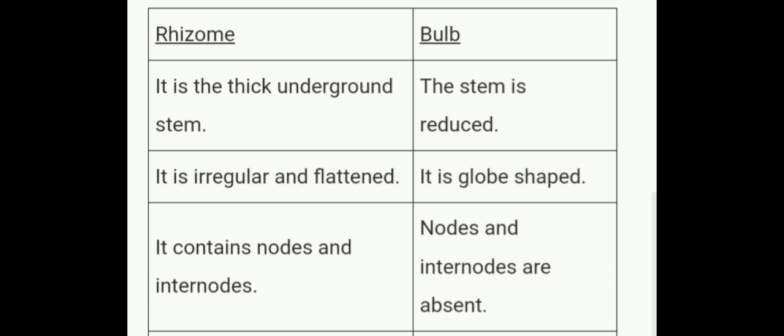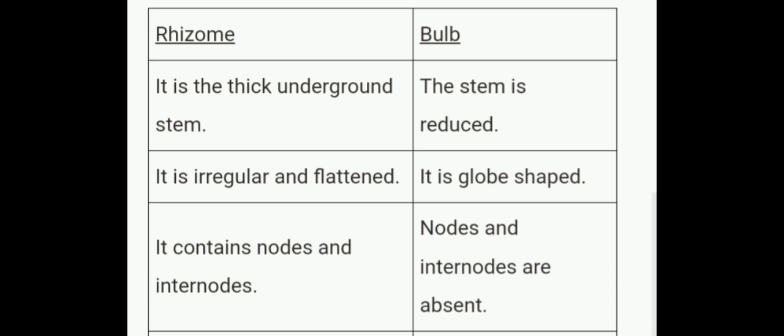So now basically let's compare the onion with the ginger. So let's compare a bulb with a rhizome. Rhizome versus bulb. Under rhizome, you see that a rhizome is a thick underground stem, while in a bulb the stem is reduced. In a rhizome, it is irregular and flattened, but a bulb is globe shaped.